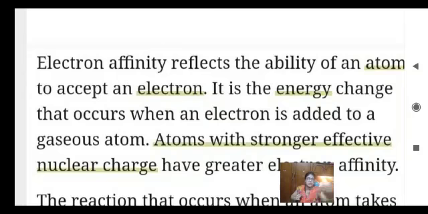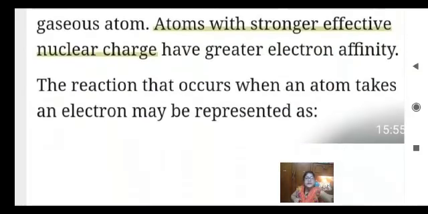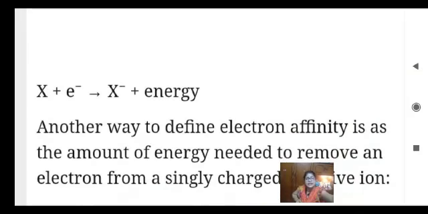The more the positive charge at the center, the more it will attract the electron to be added to the outermost orbit. And the reaction that occurs when an atom takes an electron may be represented like this. X is an isolated gaseous atom. It takes up an electron represented by e minus. So X, as it accepts, we are giving it a plus sign: X plus e minus leads to X minus. Now X has more electrons, so the charge is negative.